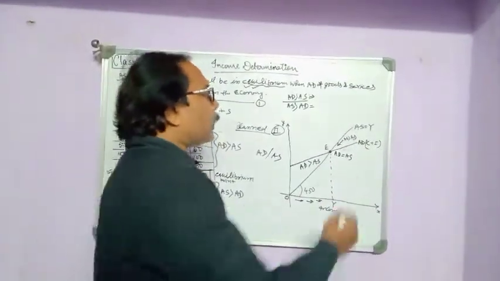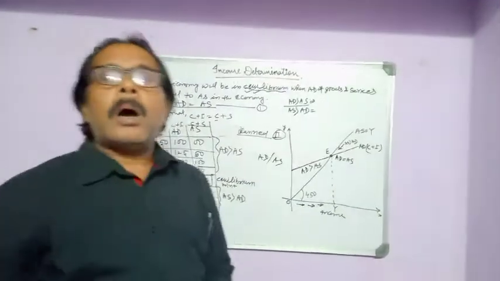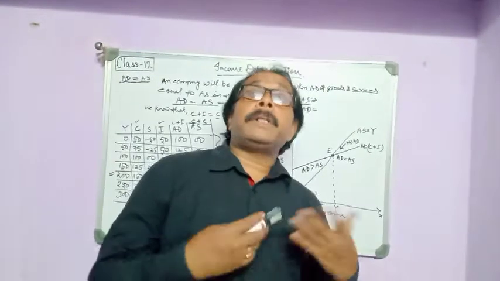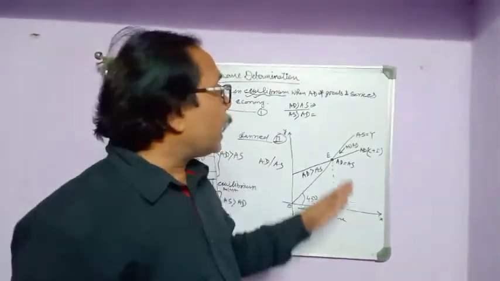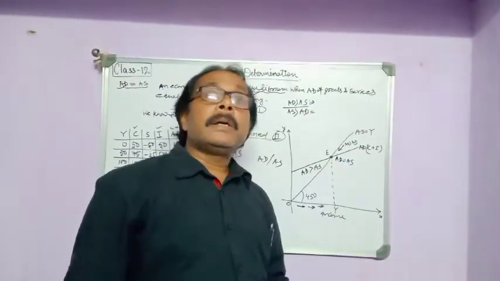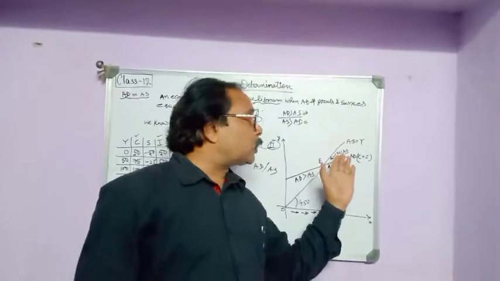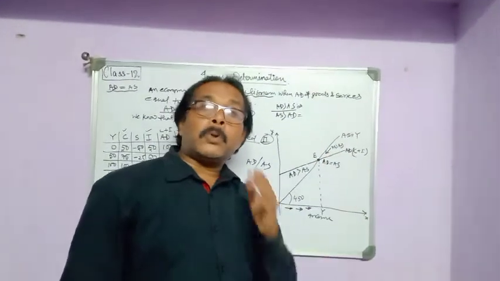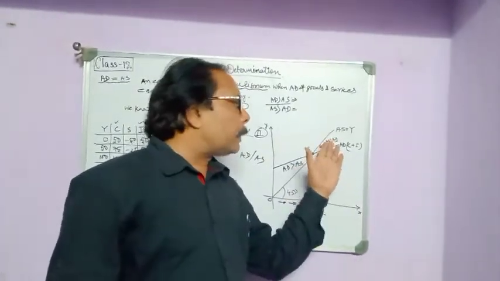If we come here, if AS is greater than AD, it means the households and the firms are not ready to spend their money, or they are not demanding the goods and services. As a result, it has created inventory stock. That inventory stock will create a problem for the producers, because the producers' desired level cannot be maintained.